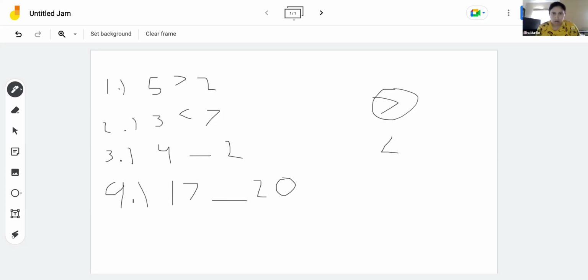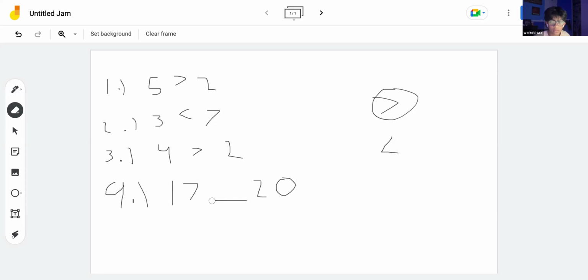4 is greater than 2 because 4 is bigger. Correct. 4 and 2, which is greater? 4. So what symbol will come? Very good. Yes, it would be this symbol.